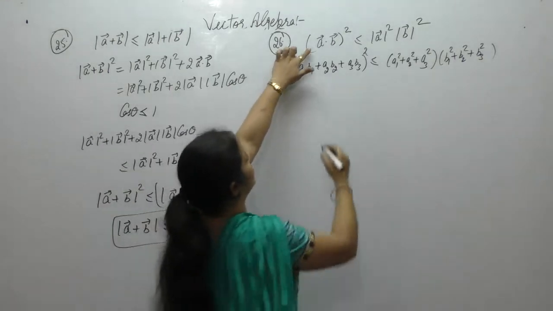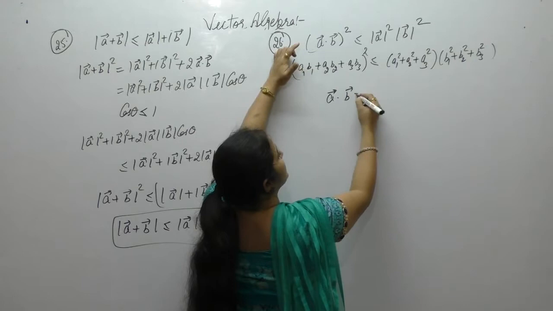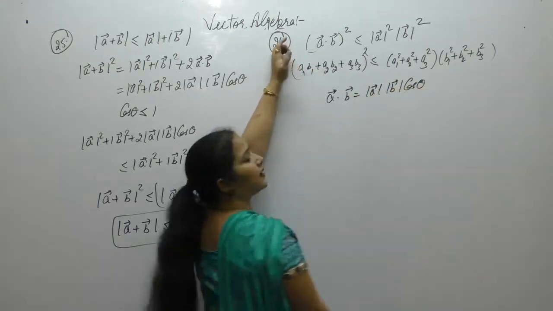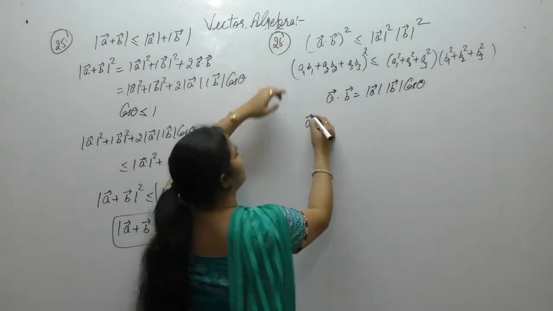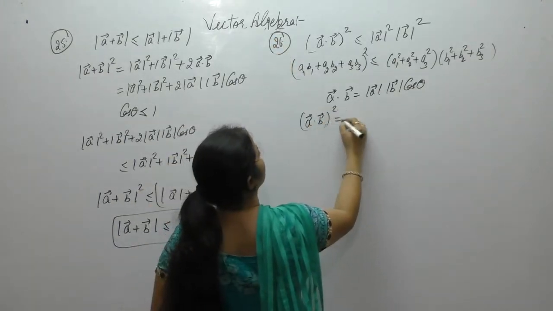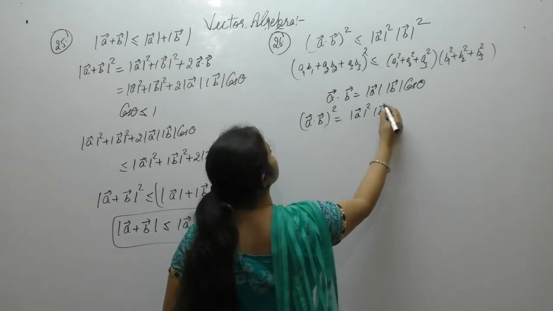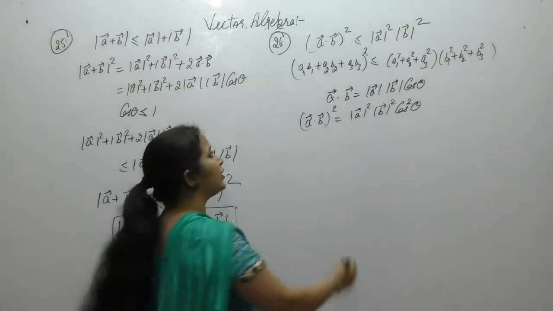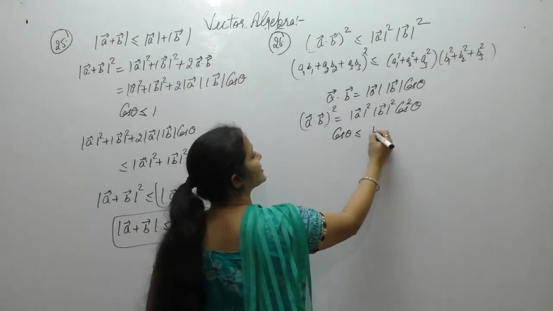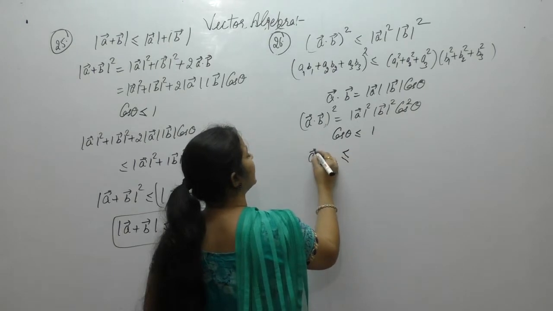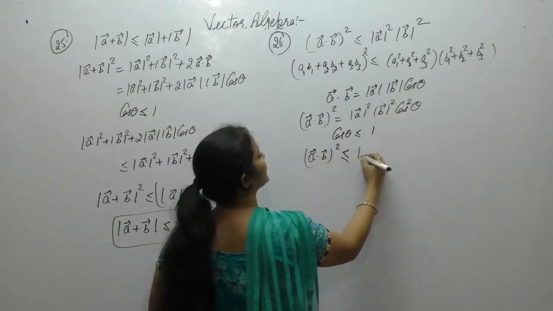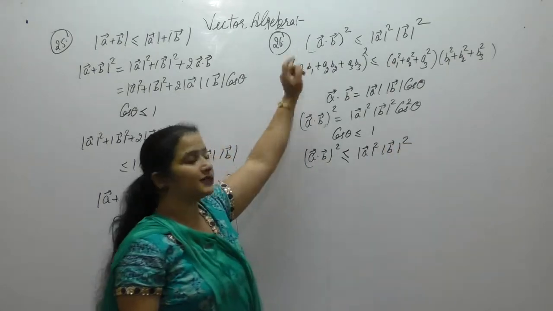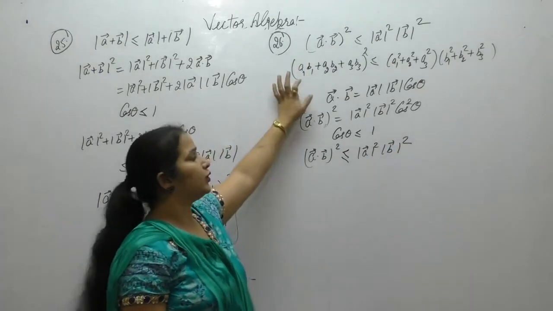Now we know that a dot b is modulus of a, modulus of b, cos theta. If we square both sides, a dot b squared equals modulus of a squared, modulus of b squared, cos squared theta. Again we know that cos theta has value less than or equal to 1, so it becomes a dot b whole squared less than or equal to modulus of a squared modulus of b squared. Here our proof is done. Hence we wanted to prove this.